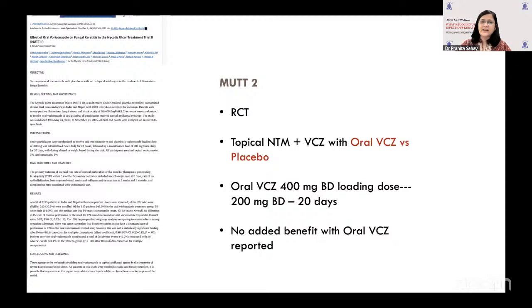Now, the second landmark trial that has been done in the field of fungal keratitis is the Mycotic Ulcer Treatment Trial 2, which looked at a very important aspect, that is the use of oral antifungal in fungal keratitis.